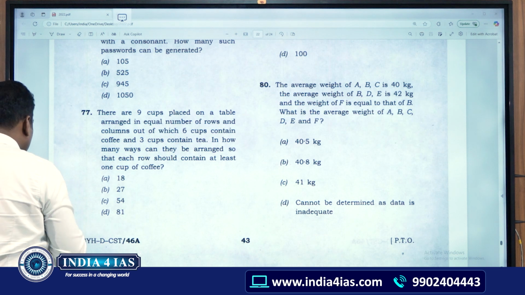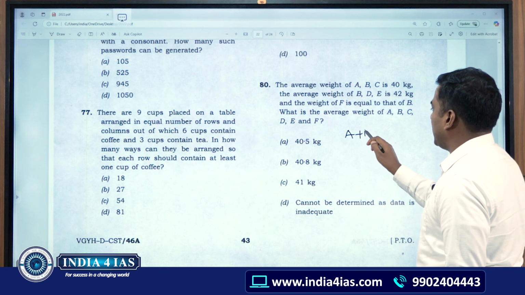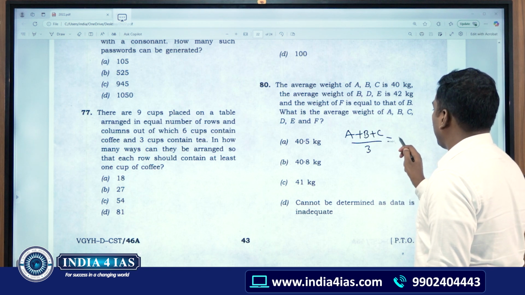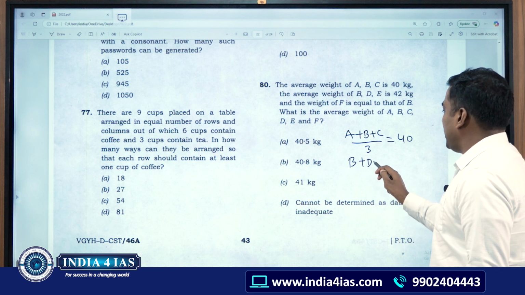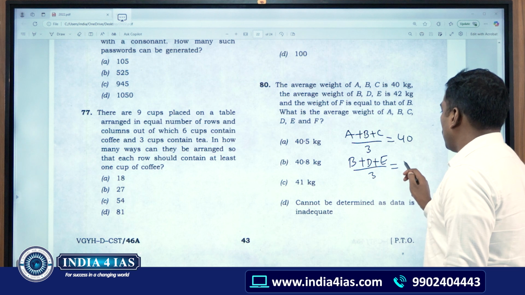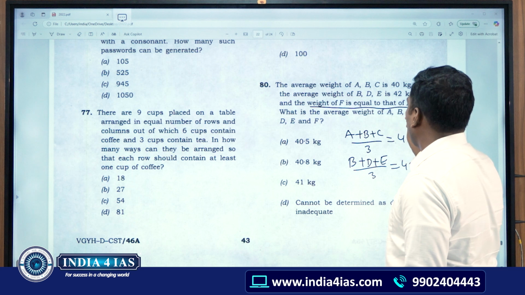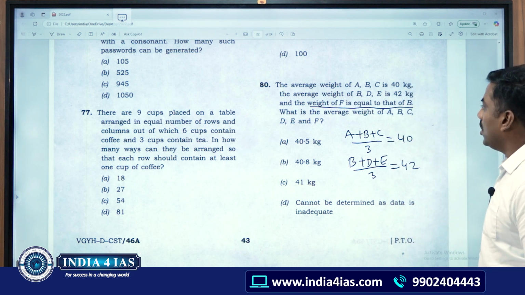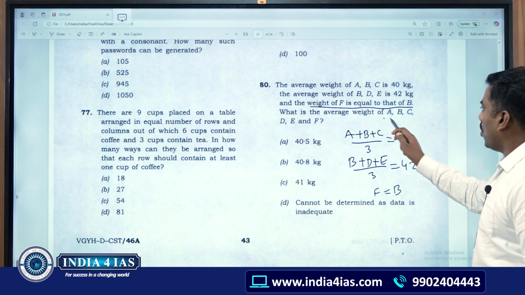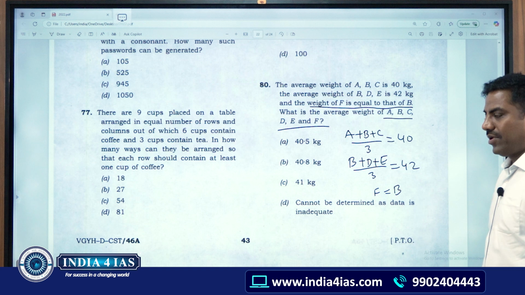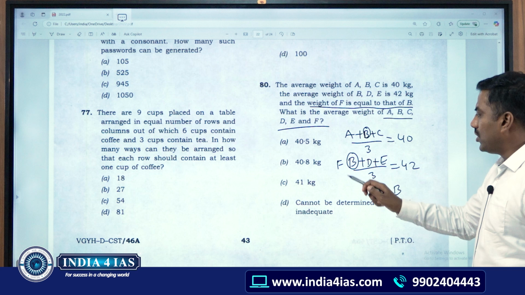Okay, next. The average weight of A, B, C is 40 kg. So that is A plus B plus C divided by 3 is equal to 40. The average weight of B, D, E, B plus D plus E divided by 3, is equal to 42. Then the weight of F is equal to the weight of B. So F is equal to B. Then what is the average weight of A, B, C, D, E, F? Here B is there, here B is there. Instead of this, I'll put F.